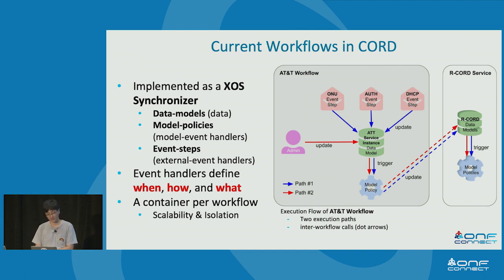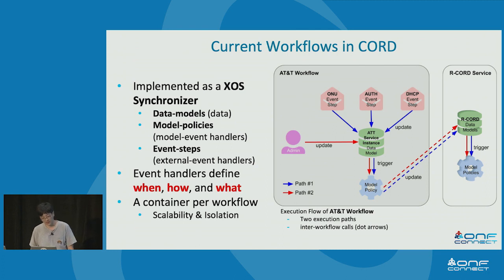The figure on the right describes the design of the AT&T workflow. The workflow is for the optical network unit boot-up process. The workflow consists of multiple event steps that detect particular events and do some tasks. The pink ones are the event steps, and they read and write to a data model to manage the workflow's internal data. That is the green one.